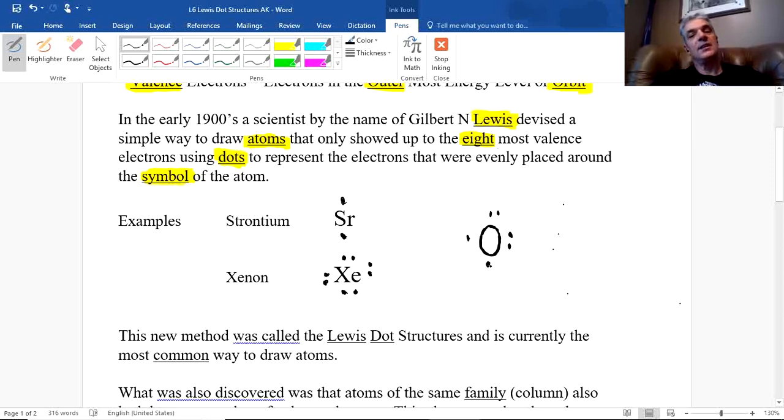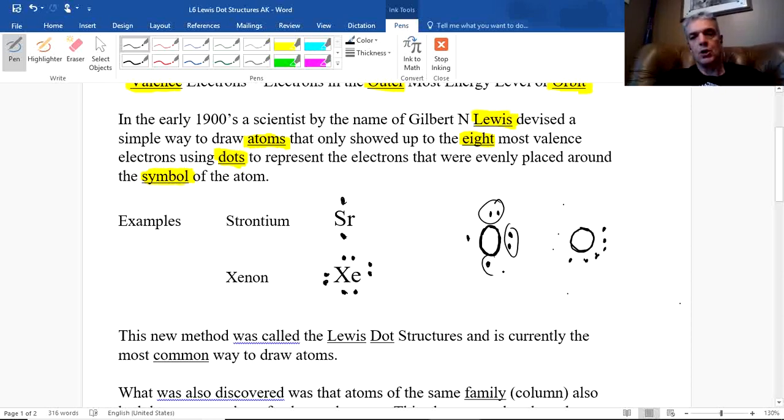Now, it doesn't matter if these 2 are empty or these 2, but what would be wrong is to do something like this. This would be wrong to draw it like 1, 2, 3, 4, 5, 6. That would be wrong. We don't do that, right? No, we don't do that. We space them around the symbol in that manner and always pair here, a pair there. So 2 potentially here, 2 here.